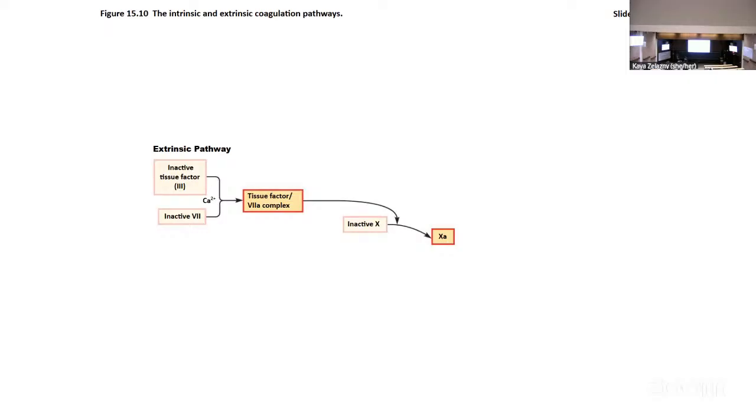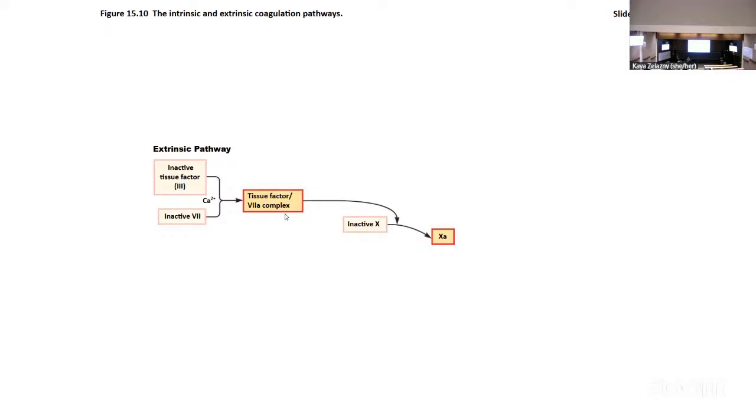So that damaged tissue around the blood vessel also sends out signals that say, hey, we've got damage here. We need to stop this escaping blood. Here we see one of those tissue factors. We have this active tissue factor, which happens to have the number 3, and this inactive factor 7 coming together with some calcium to form a larger tissue factor complex that we call the tissue factor 7, and then the A is for active complex.